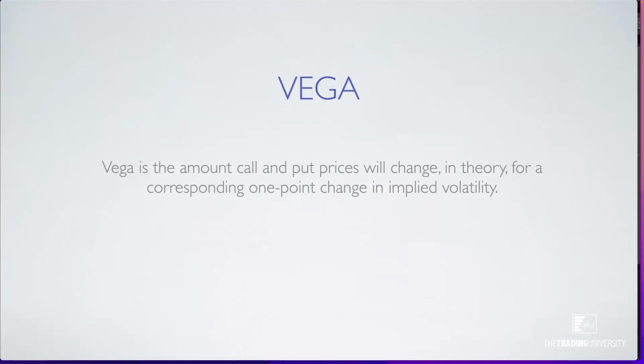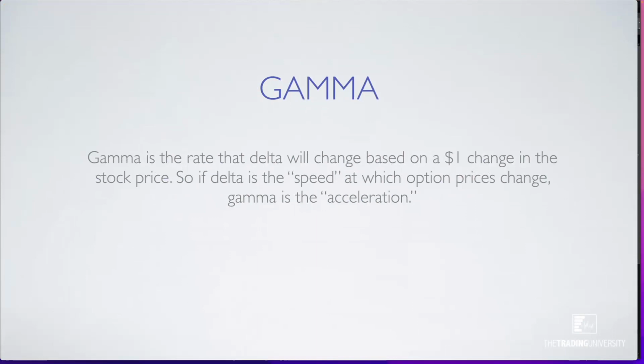Vega is another one of the Greeks. It's the amount the call and put prices will change in theory for a corresponding 1 point change in implied volatility. So Vega relates to how responsive they are to changes in implied volatility. And gamma is the rate that delta will change based on a $1 change in the stock price. So if delta is the speed at which option prices change, gamma is the acceleration of that.